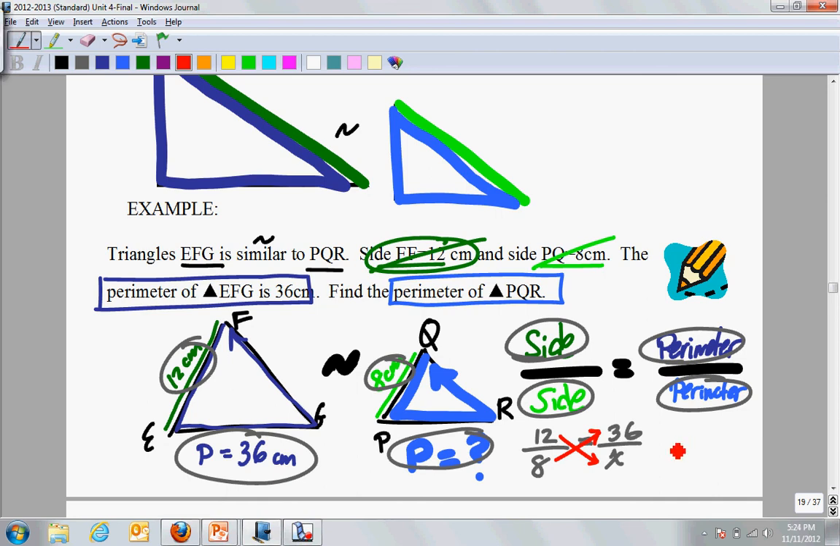You should have gotten here x equals 24 centimeters. Don't forget to re-add your units there. So the perimeter here all the way around is 24 centimeters.